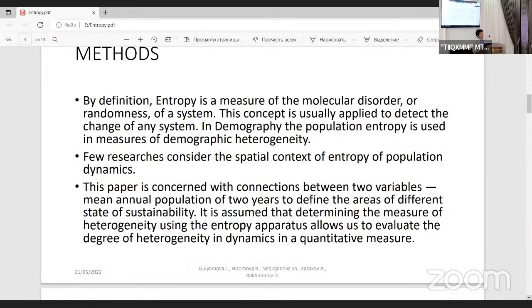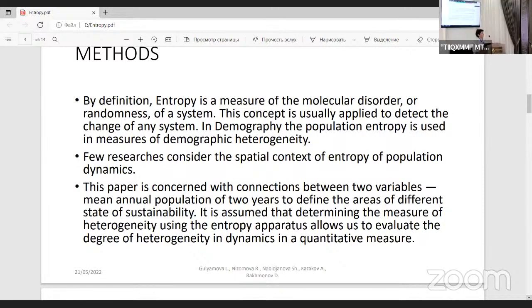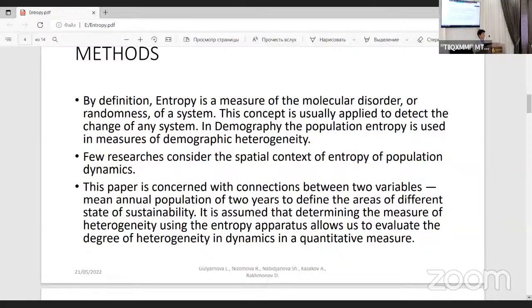We use this tool of spatial analysis to measure change, a concept applied to detect change in many systems. In demography, this term applies to population. But few researchers consider the spatial context of population events. In our paper, we concern the connection between two variables: the mean annual population of two consecutively selected years, to define their difference.